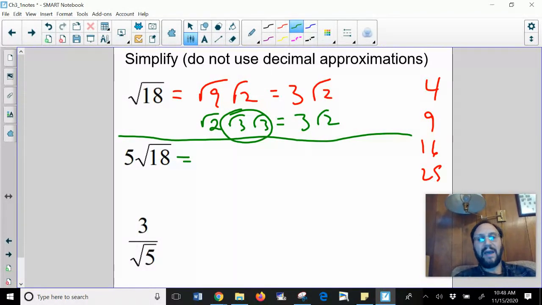Now, what would happen if we had a 5 on the outside? That means 5 times that thing. So since we just did that problem, that would be 5 times 3 square root of 2, which means it's 15 square root of 2 now.